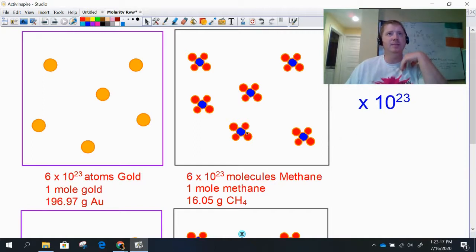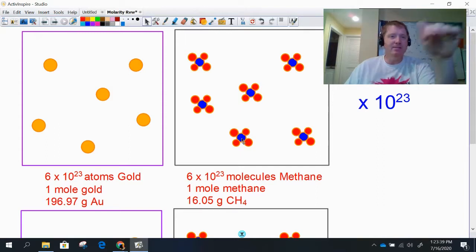And then I have 6 methane molecules, right? 6 methane molecules, and again times 10 to the 23rd. I want to point out that both of them have the same number of particles. They both are 1 mole, but their masses are different. How could their masses be different? In fact, if you look at it, you'd think initially that this drawing here would be heavier.